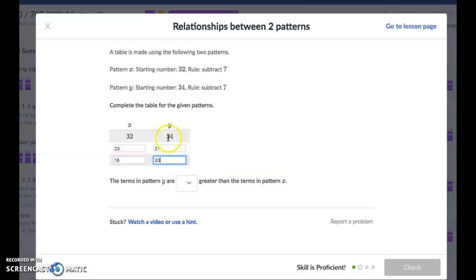34 is 2 greater than 32. 27 is 2 greater than 25. 20 is 2 greater than 18.